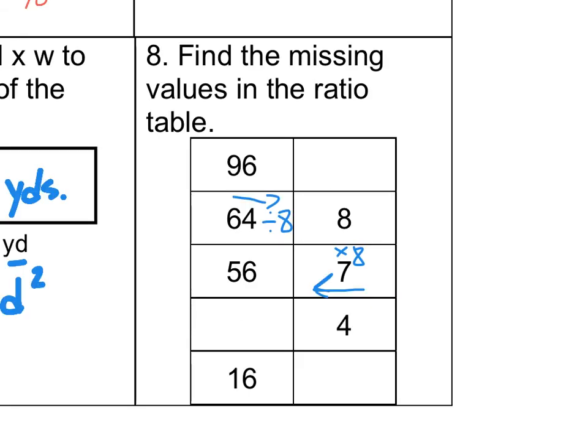So in our ratio table, we're looking for a rule or relationship between our input and our output. And so if I had 64, how do I get to 8? That's divided by 8. To check it, it should be the opposite rule going back, which should be times 8. And I did 7 times 8, and you get 56. So now I know my rule is that. 96 divided by 8 is going to be 12. And 4 times 8 is going to be 32. And 16 divided by 8 is going to be 2.